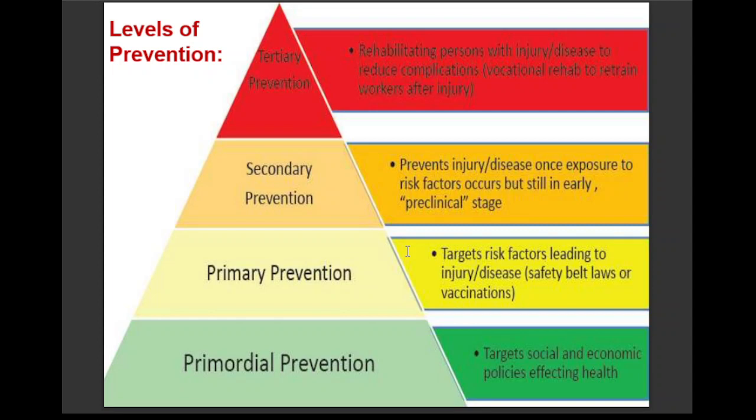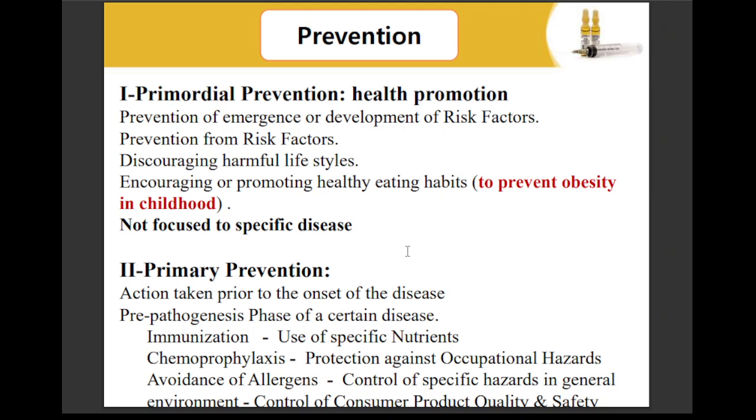Say, it is advised that whenever you enter your house, before that you must wash your hands and take a bath, or remove your shoes outside. So these are some primordial preventions. These are normal things so as to prevent general types of infection. Here we can see that under primordial prevention, there is prevention of the emergence or development of risk factors. So what type of prevention we can do is we can cover ourselves.